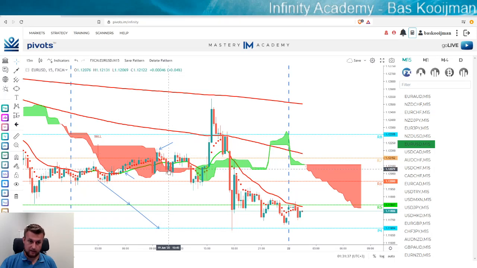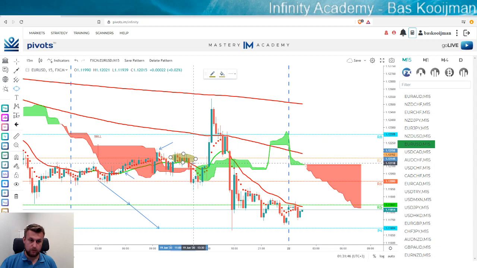But when it goes back into the Ichimoku cloud and it comes out again, and it takes multiple candles to stay above the Ichimoku cloud, that would be a manual exit for me as well. So that is reason number 2 to exit, staying above the Ichimoku cloud.